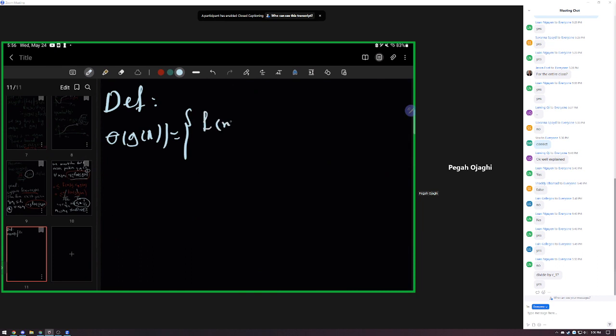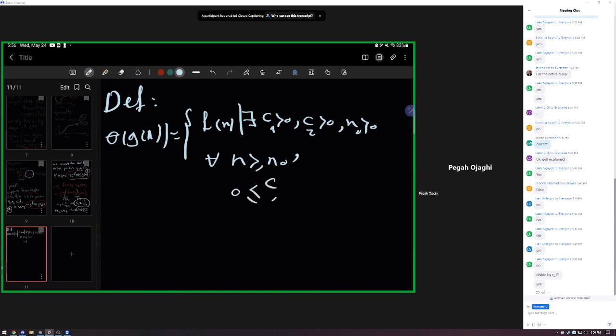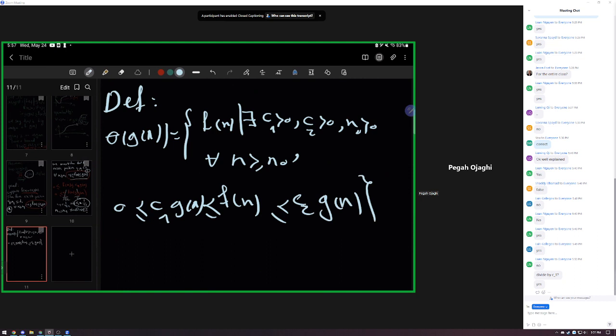Still, we say f of n is going to be, for all again, there exist C1 greater than 0, C2 greater than 0, and n naught greater than 0, and for any n greater than or equal to n naught. So what is going to be the equation? It's going to be C1 G of n. So f of n is going to be between C1 G of n, greater than 0, and C2 G of n. This is the definition. Does it make sense? I explained this one earlier.